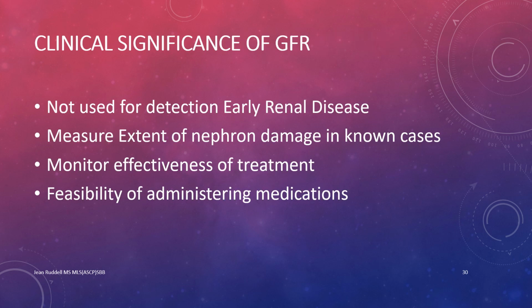Clinical significance of GFR. What is the clinical significance of the glomerular filtration rate? It is not the detection of early renal disease. GFR is used to measure the extent of nephron damage in known cases of kidney disease. It is used to monitor treatment given to prevent further damage to nephrons. It can also be used to determine if certain medications should be used. Some medications will build up to toxic levels if the glomerular filtration rate is low.